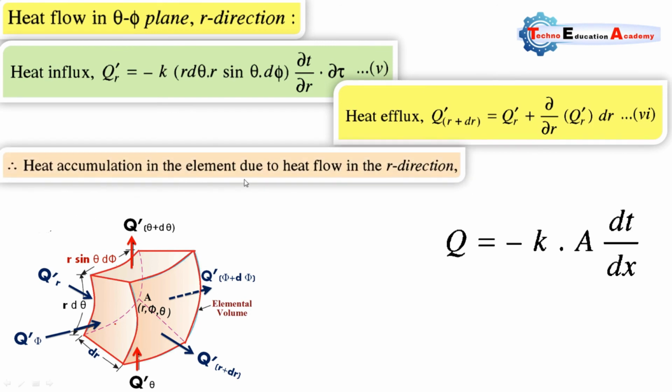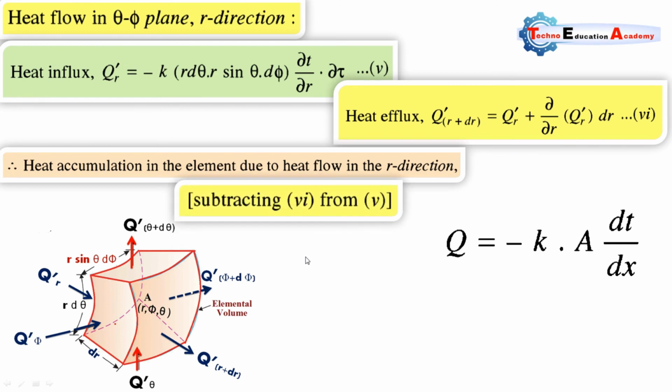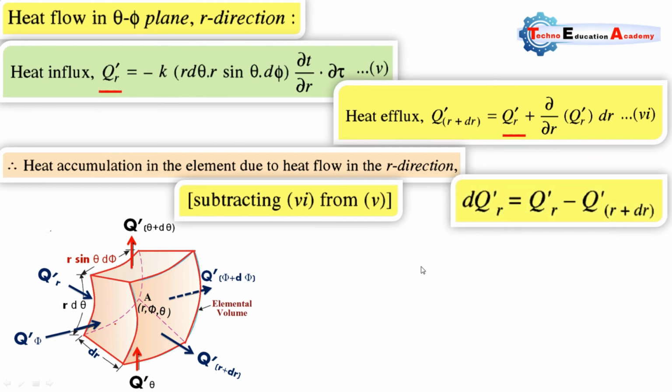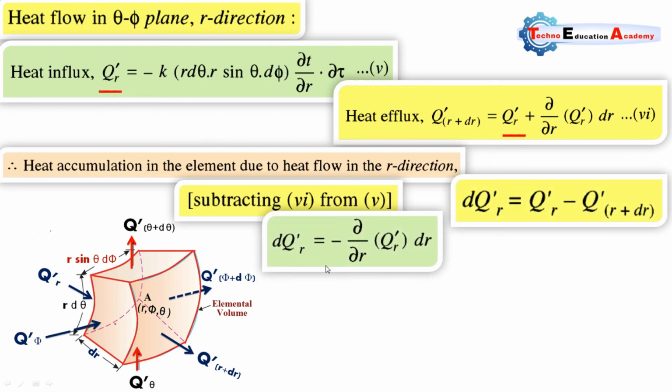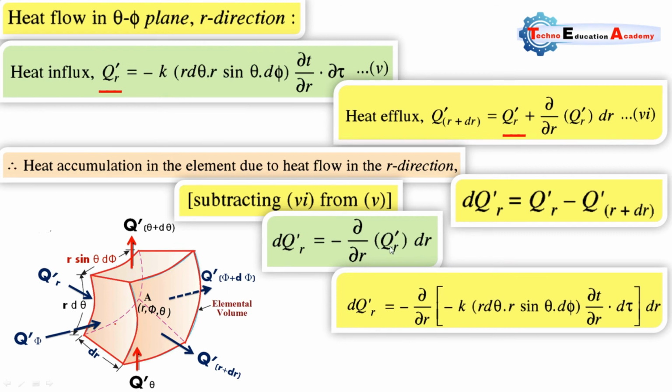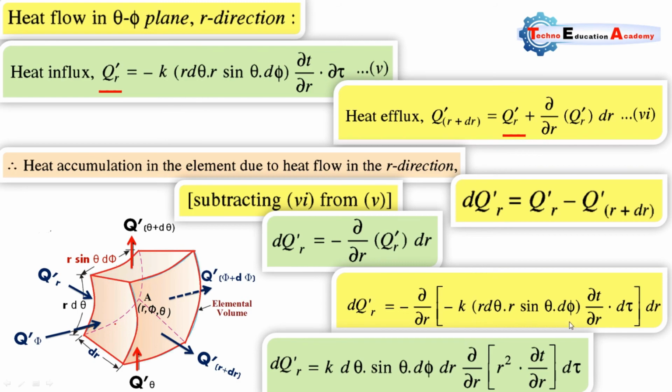Now heat accumulated in the element due to the heat flow in r direction. So subtract the value of equation 6 from equation 5, and we are getting dq' r equal to minus del by del r q' r into dr. Here we will put the value of q' r from equation 5. So from equation 5 we will put the value q' r equal to minus k into bracket r d theta into r sin theta into d phi bracket complete del T by del r into d tau. Here you can see that this is the value of q' r from equation 5, and already dr is there, and this is the simplification of this equation.